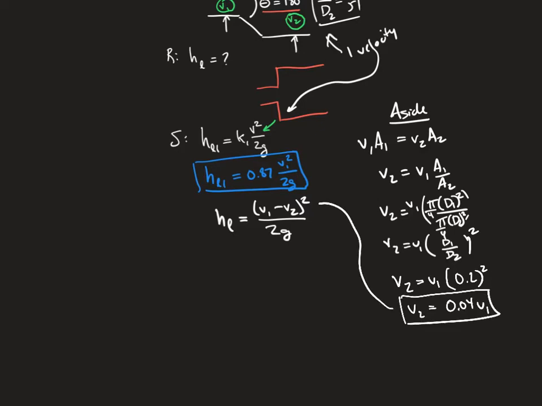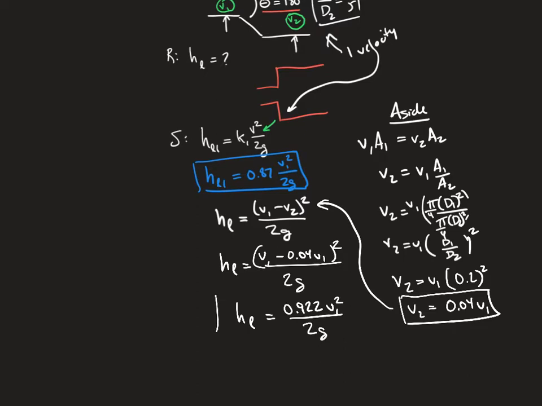So we can plug that in here and solve. HL equals V1 minus 0.04 V1, squared on 2g. With a little bit of simplification, we can show that this becomes 0.922 V1 squared on 2g. So that's the exact answer, or really the theoretical answer. And this other one is the empirical. The empirical is probably better.